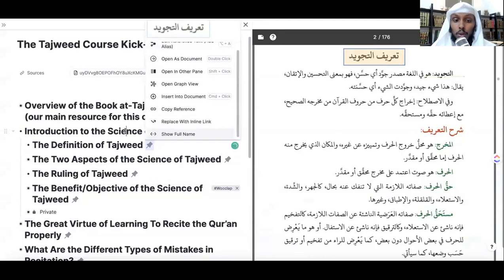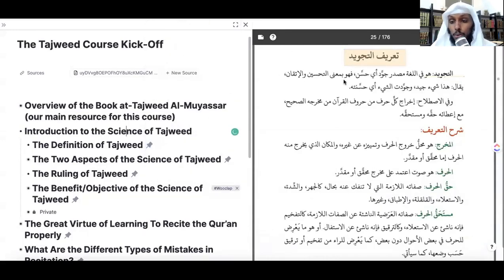So the first thing we have to talk about, obviously, is the definition of Tajweed. What is Tajweed? Okay, we need to define what Tajweed is, so that everything that we say in definition of Tajweed now, that basically defines what this whole course is going to be about. It's going to be about this thing called Tajweed.